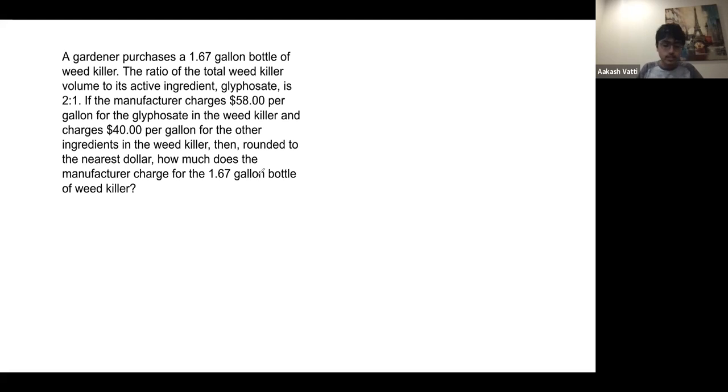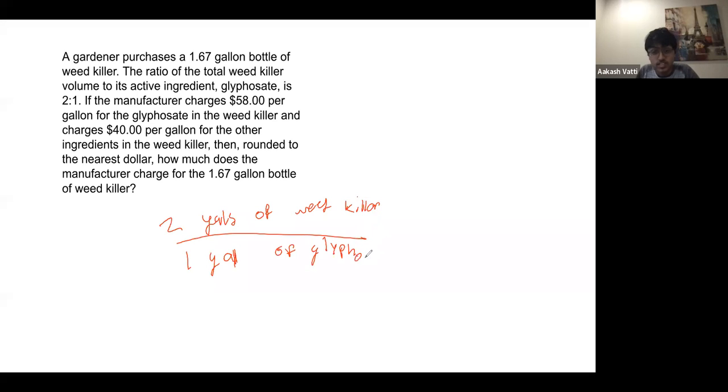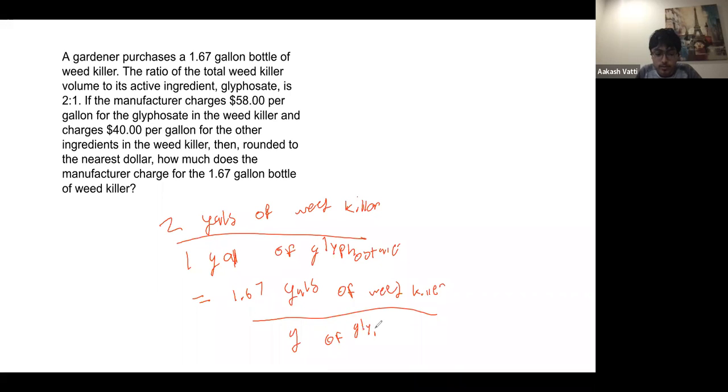So you're given the ratio that you have 2 gallons of weed killer for every 1 gallon of glyphosate. You don't need to know the name of that. That is equal to 1.67 gallons of weed killer overall, over an unknown amount of glyphosate.